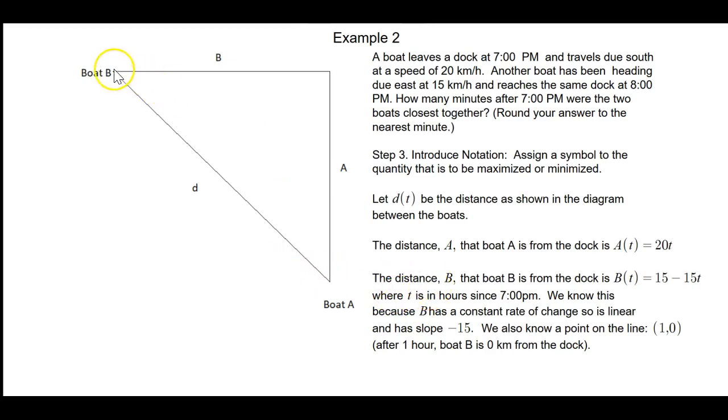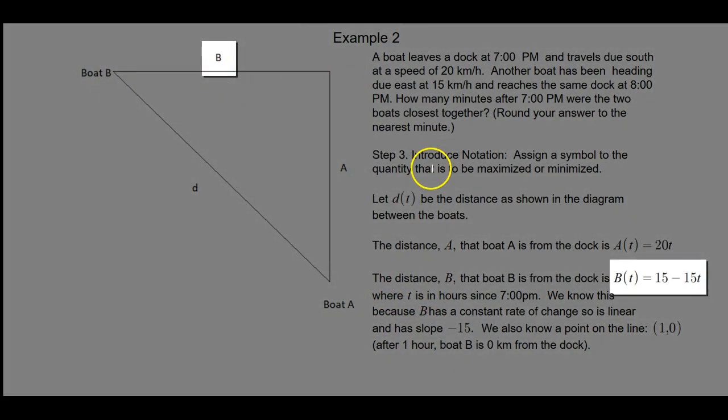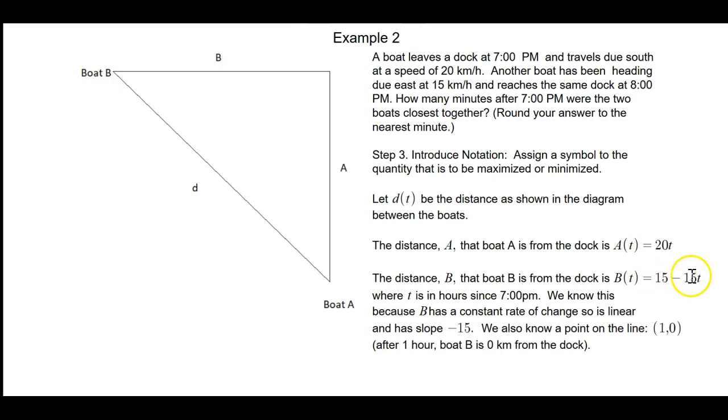And then the distance that B is from the dock, now that distance is decreasing, is this expression 15 minus 15t. I got that because I was told that B is headed due east at 15 kilometers per hour, so that's a constant rate. So B's position is changing in a linear fashion. In other words, I have a line, and its slope is minus 15. And I also know that after 1 hour, it's 0 kilometers from the dock, so I have that point on the line, (1, 0). Using that information, I get this equation of the line. This is the equation for B's position at time t relative to the dock.